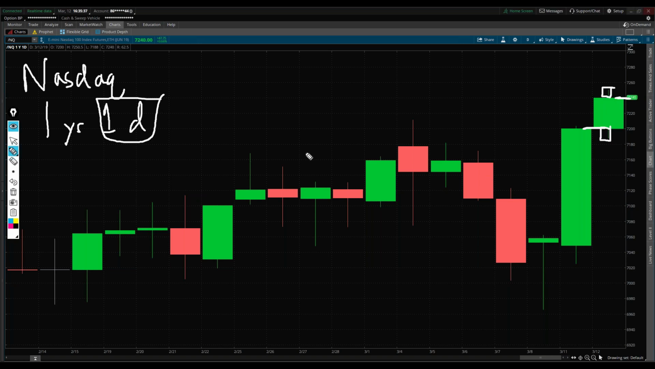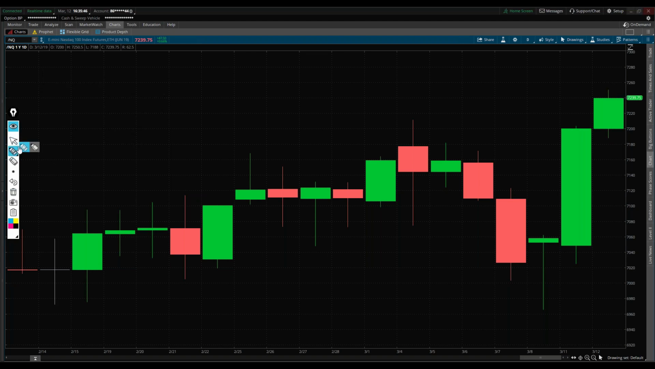Now, I want to point out the hammer here. And hammers aren't really the easiest to spot. That's kind of the tricky part about candlestick formations. But once you spot one and once you get a signal for one, it's clean cut, straight to the point. You know when to buy, you know when to sell.